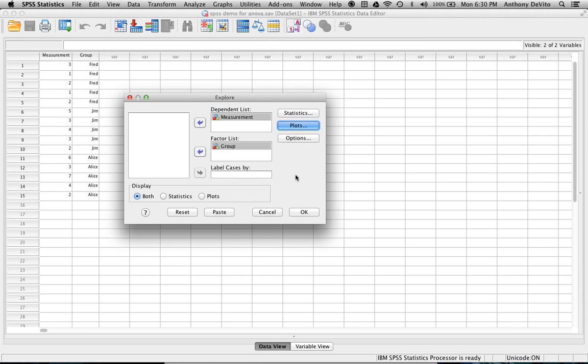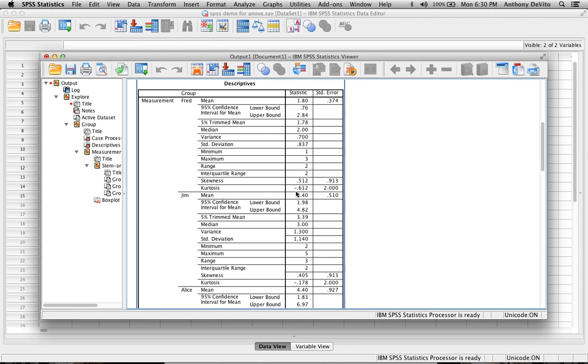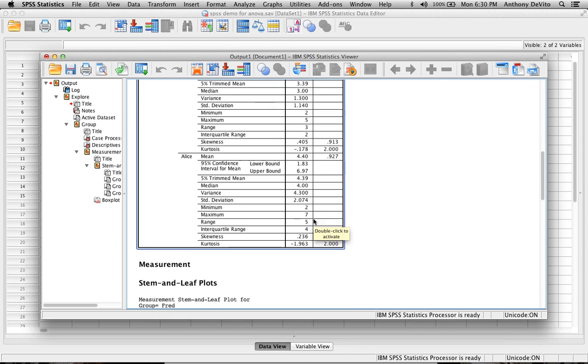So we know that this is going to do our calculations for descriptive statistics for the 3 groups. And it's also going to do side by side, what kind of plots? Box plots, automatically. So I'll click OK. And sure enough, let's take a look at what we got. The average for Fred is 1.8. Average for Jim is 3.4. The average for Alice is 4.4.